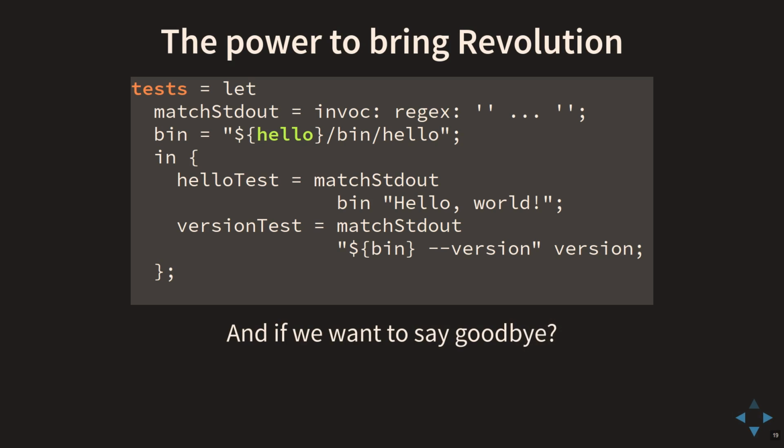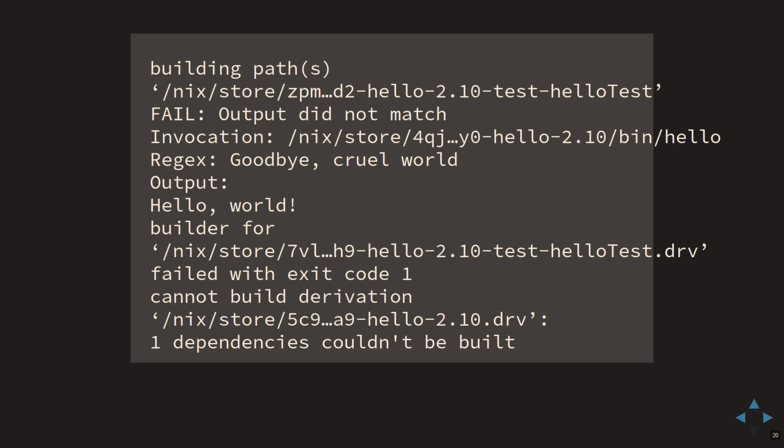What if we want to grep for goodbye cruel world instead? This will happen. The hello test will try to get built. We get our nice error message from our helper function. Output did not match. It was goodbye cruel world. It should have been hello world. No, the other way around. It should have been goodbye cruel world. It was hello world. And the builder for the test fails. And as you can see, the other test doesn't get rebuilt, and hello doesn't get rebuilt as well.